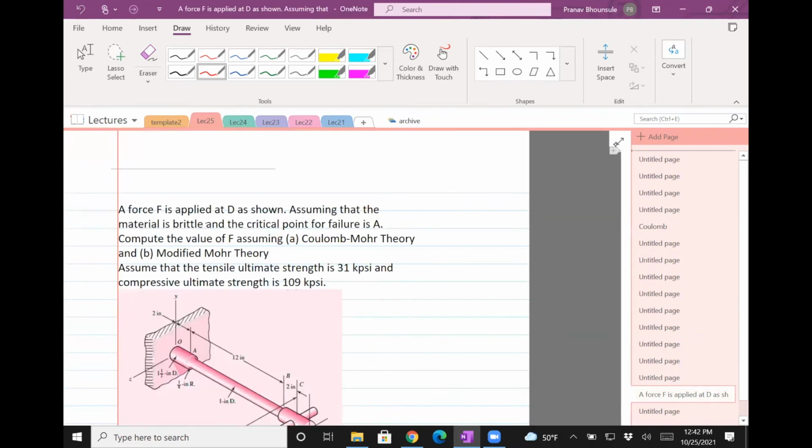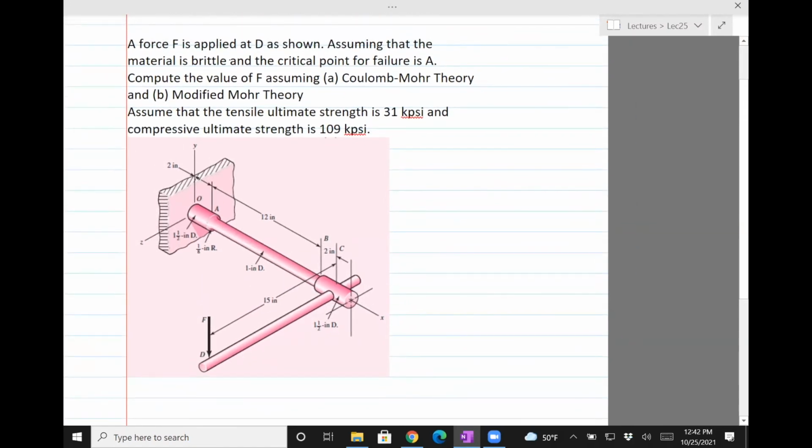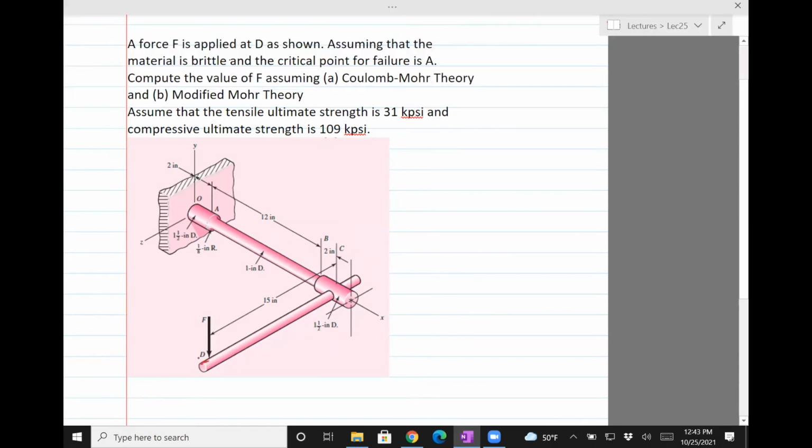Okay, so here is the same problem as before, but now we've changed the material to a brittle material. The force F is applied at B as shown. Assuming that the material is brittle and the critical point of failure is A, like usual, compute the value of F, assuming Coulomb Mohr theory and modified Mohr theory. So the two brittle material theories. Assume that the tensile ultimate strength, SUT, is 31 kpsi, and the compressive strength is 109 kpsi.